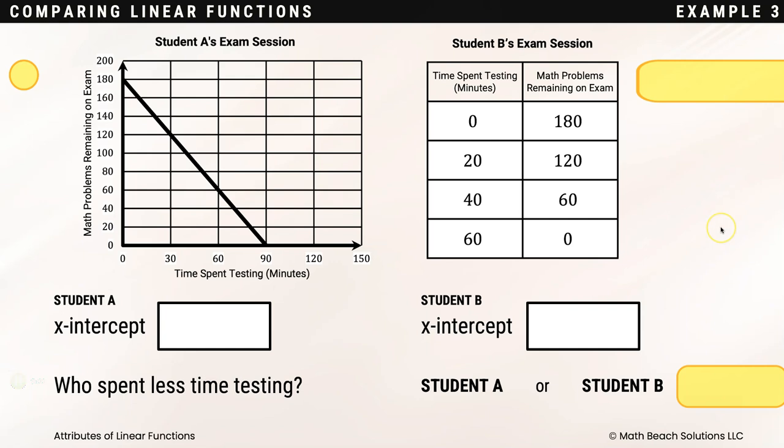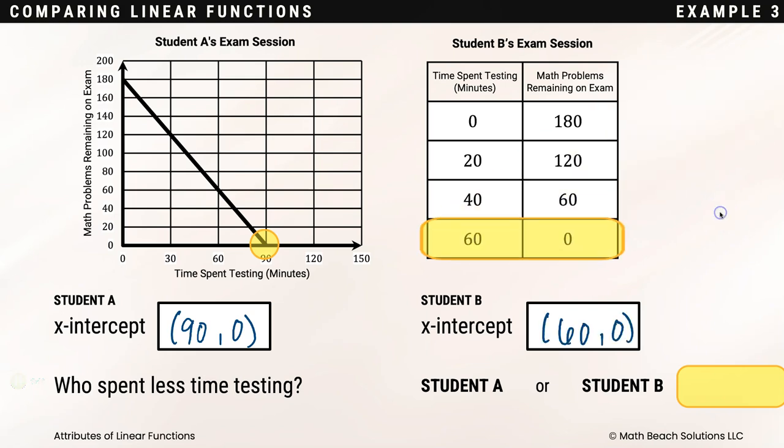Next, we will look at the x-intercepts of both of these situations. Let's identify student A's from the graph. We see that it is at (90, 0). The x-intercept from student B's exam session function is at (60, 0), which we can find where the y value is 0. And we want to know who spent less time testing. Well, we can see that student A took 90 minutes to complete the exam, and student B took 60 minutes to complete the exam. So who spent less time testing? Student B did. They did not need as many minutes to complete their exam.